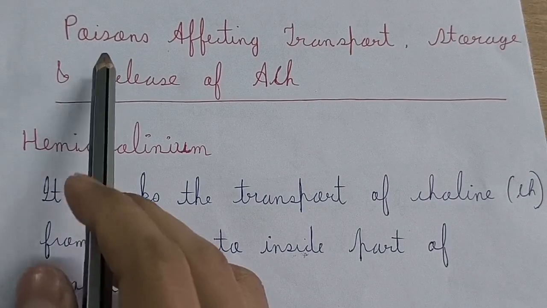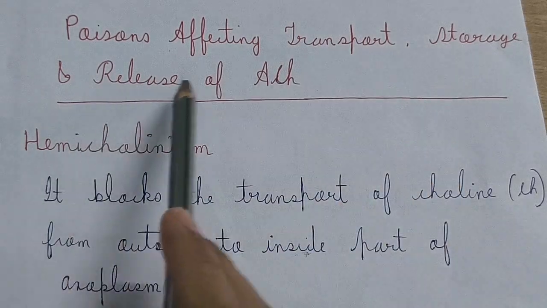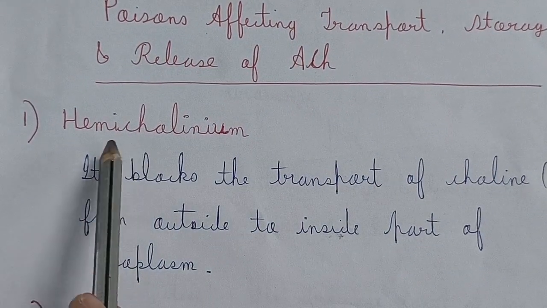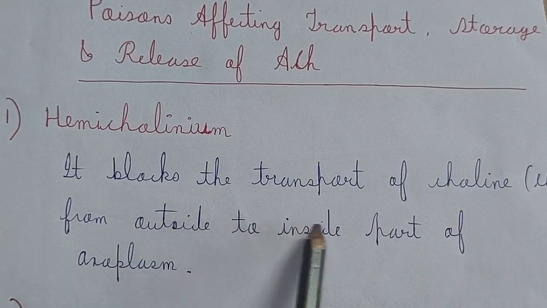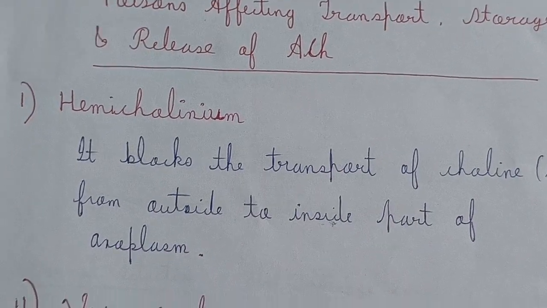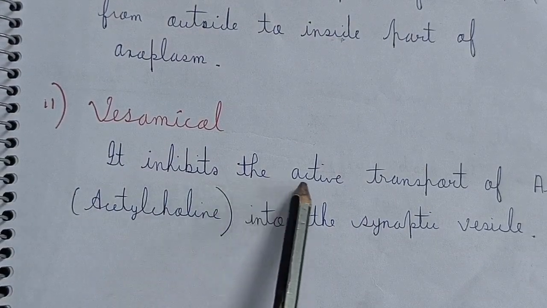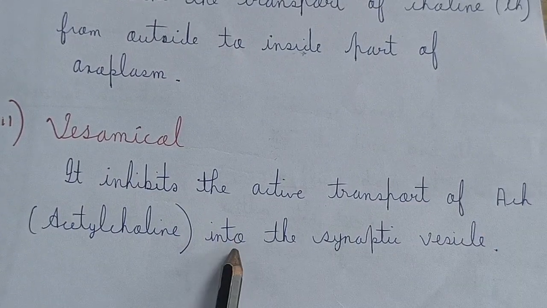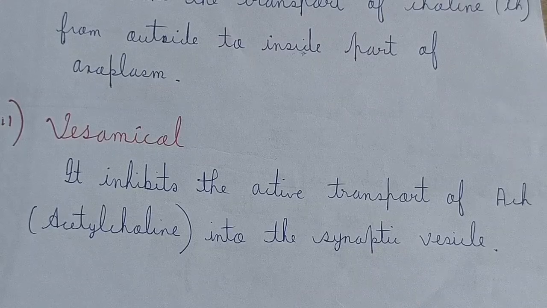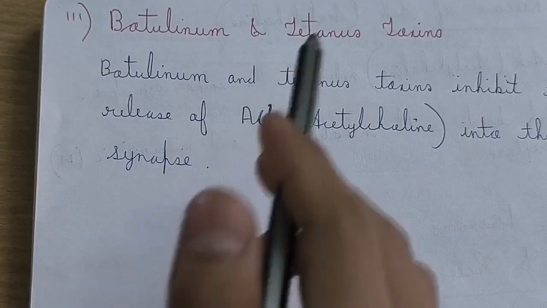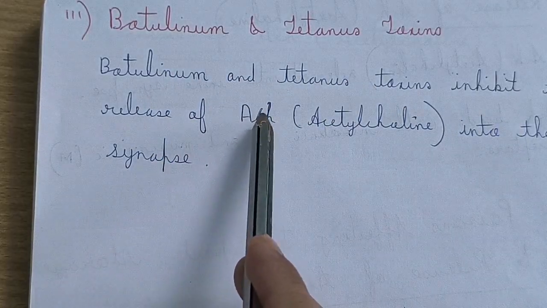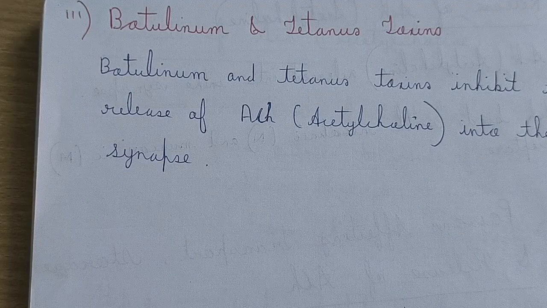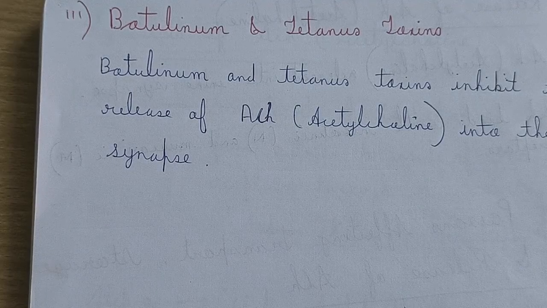So see what I've written. Poisons or drugs affecting transport, storage and release of acetylcholine. The first one is hemicholine, which blocks the transport of choline from outside to inside of the axoplasm. Next is vesamicol, which inhibits the active transport of acetylcholine into the synaptic vesicle. And here, botulinum and tetanus toxins inhibit the release of acetylcholine into the synapse. So automatically the binding of acetylcholine with nicotinic and muscarinic receptors is also prevented.